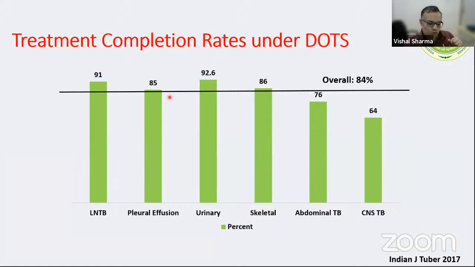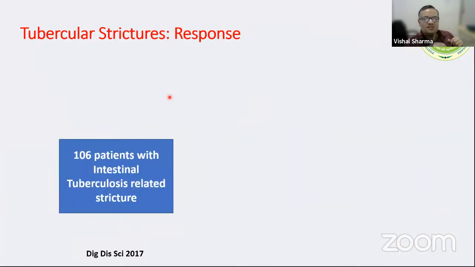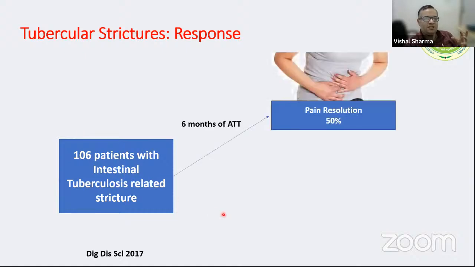That is because many of these people will continue to be symptomatic even when they are treated for tuberculosis. And why is that so? That is so because some of these develop strictures. So the ulcers will heal, but the strictures might stay. This is data from All India Institute of Medical Sciences. They had 106 patients with TB strictures and with ATT. The resolution of pain was only in half of them.